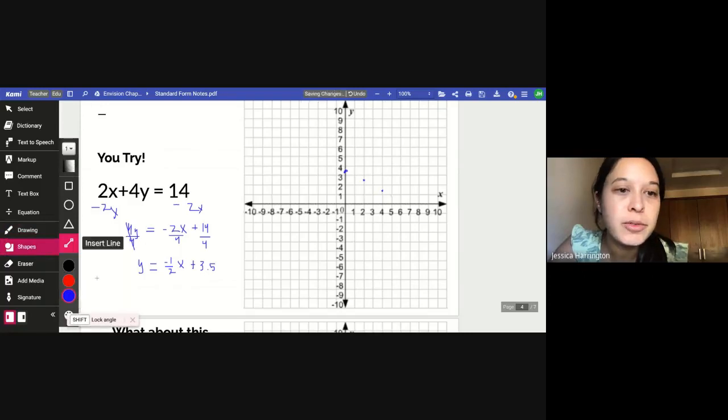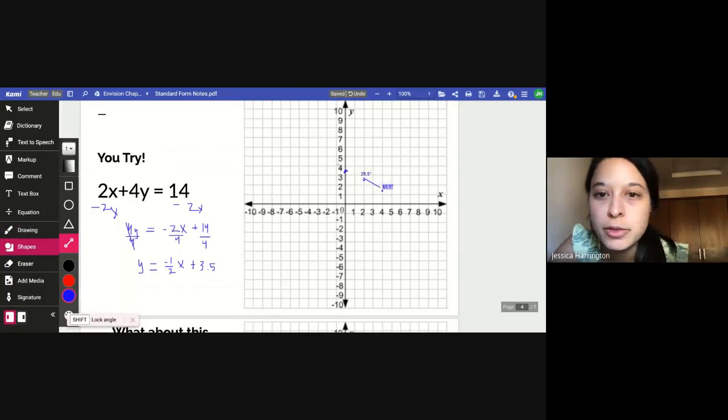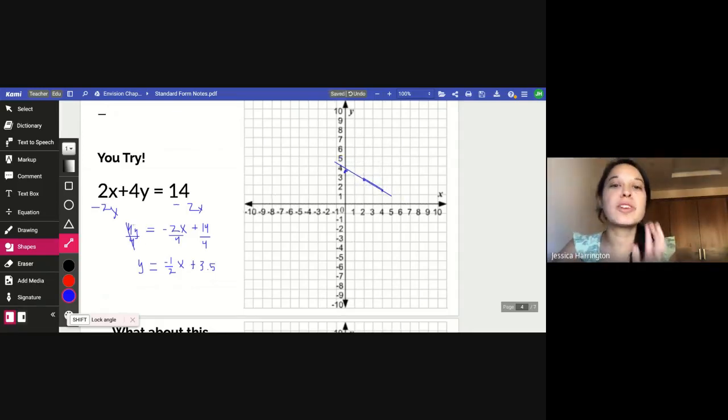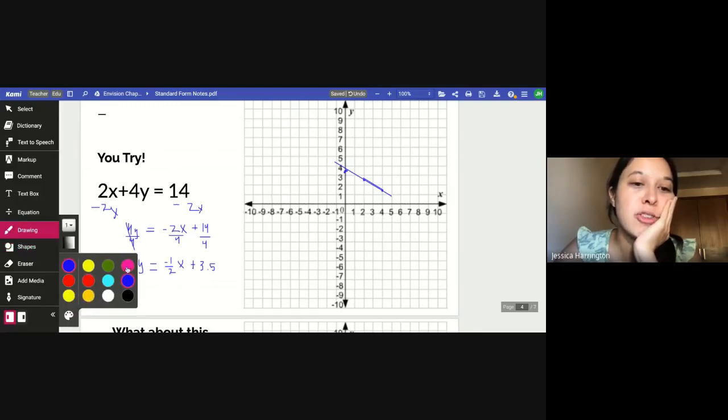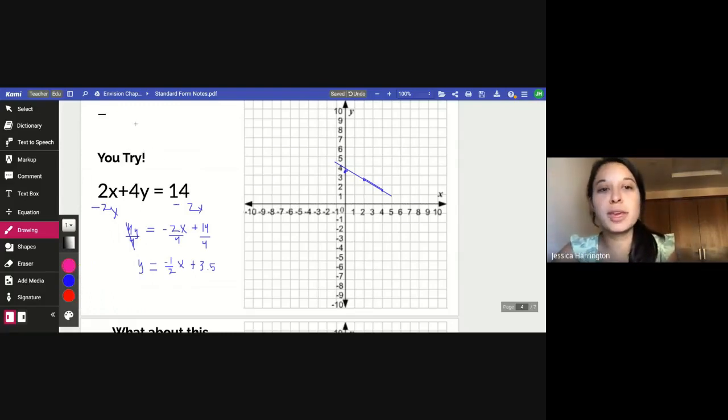So the other way you can do this is when we talked about the x and y intercepts. So if you like just changing it to slope-intercept, do it that way. If you want to try it this other way, you can, right?